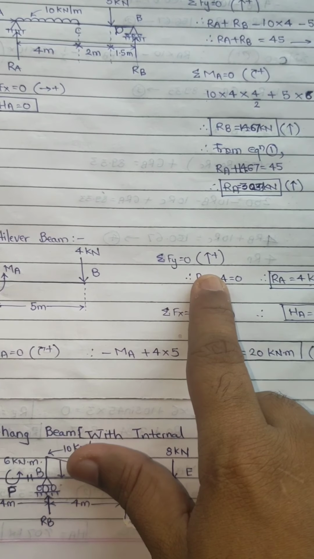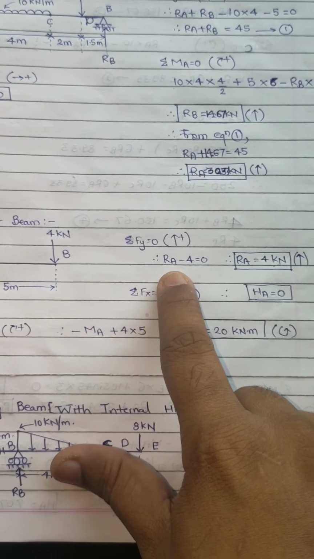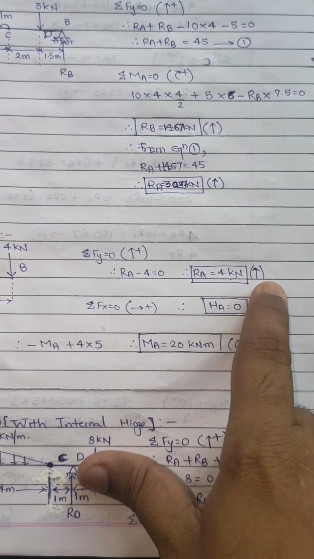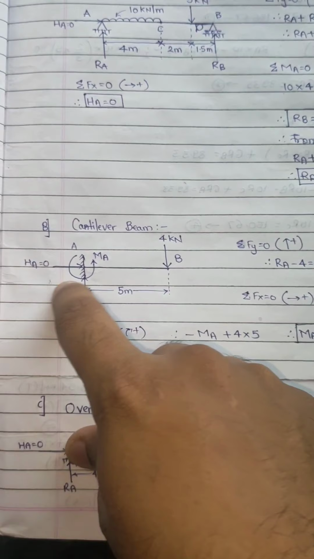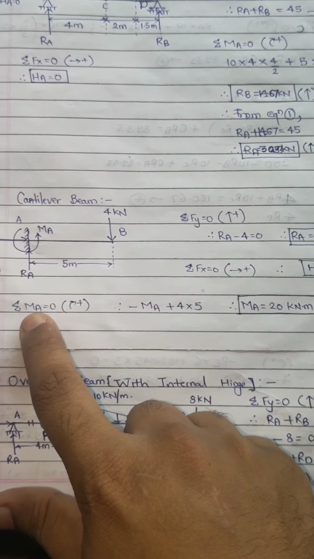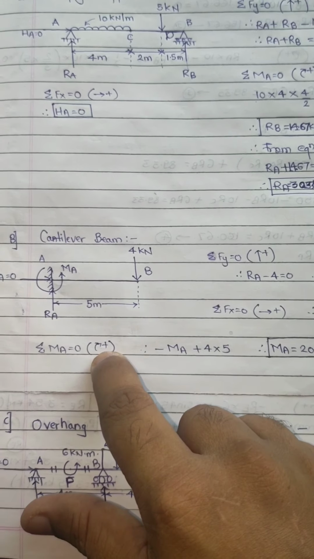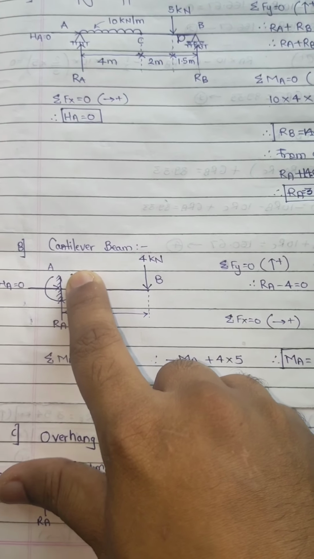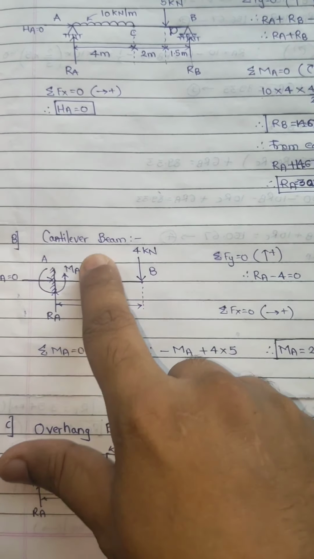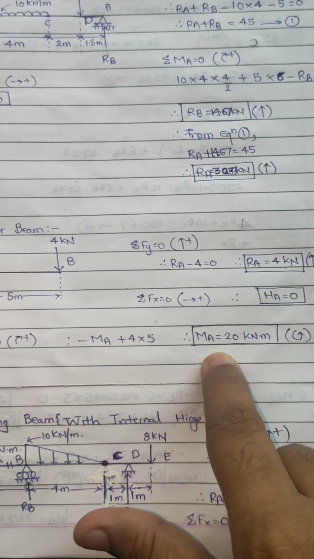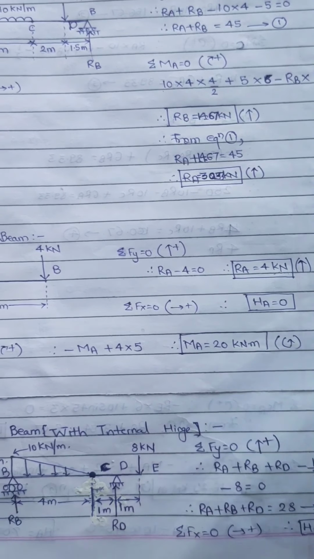So for this again I am taking summation Fy equal to 0, upward positive, so Ra upward and 4 is downward. That way I will get Ra equal to 4 kN upward. Then when I do summation Fx equal to 0, because there is no horizontal load, I get HA equal to 0. Then I have summation of moments at A equal to 0, taking clockwise moment positive. Because I have assumed MA is anti-clockwise, I am taking a negative sign, and this 4 is going clockwise, so plus 4 into the distance 5, so that way I am getting the value of MA as 20 kilonewton meters.